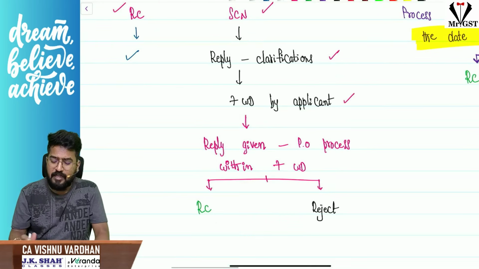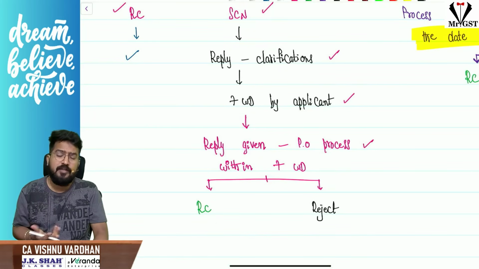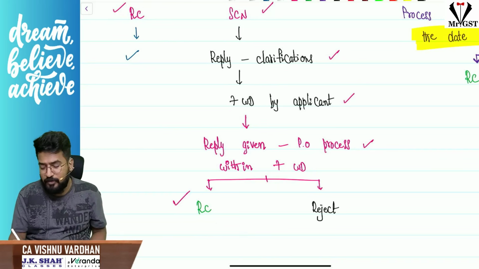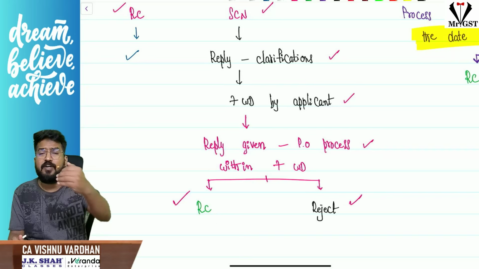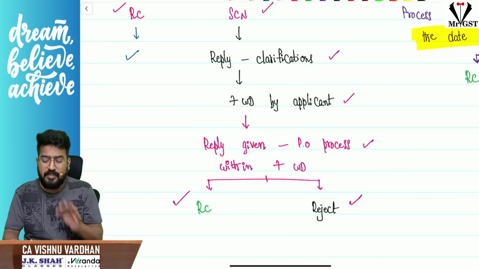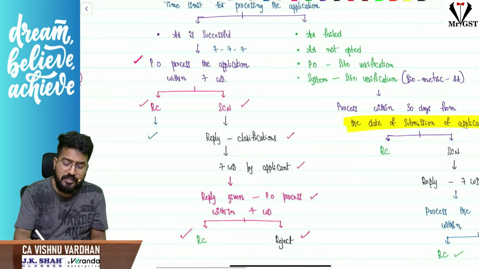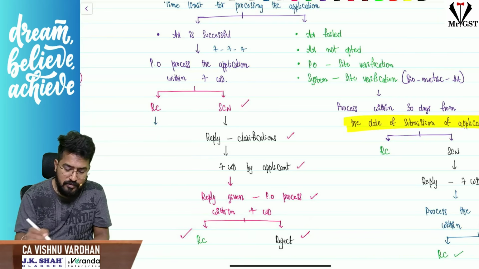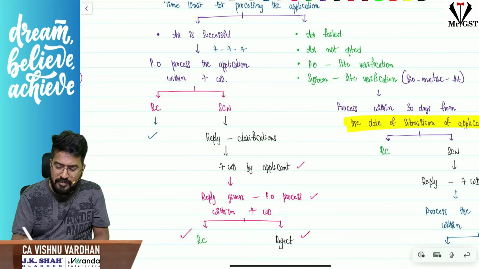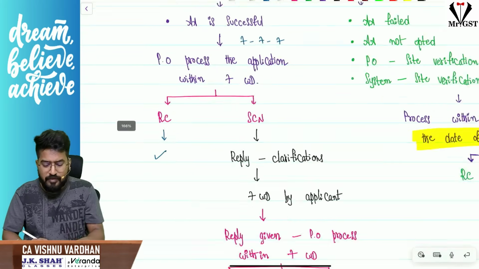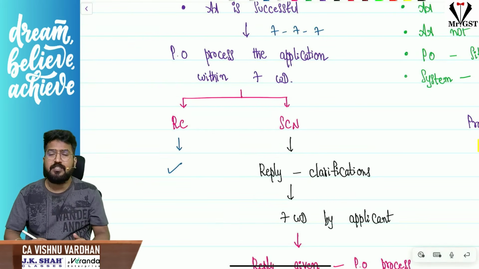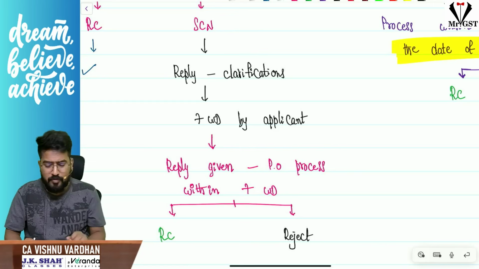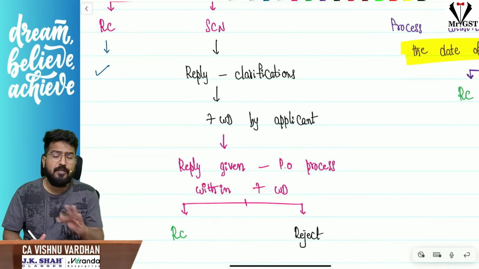Once you reply, if the proper officer is happy with your reply, he will accept it and grant you the registration certificate. If he is not happy with that reply, then he will reject the application. So this is what happens if Aadhaar authentication is successful. One biggest advantage is the processing time limit: the application will be processed within 7 working days. Within 7 working days, either you will get the registration certificate or a show cause notice. Once you get a show cause notice, reply to the proper officer within 7 working days. If you are not replying, the application is deemed to be rejected.